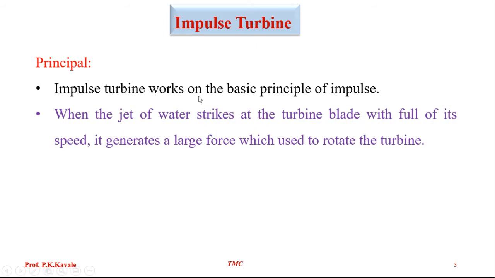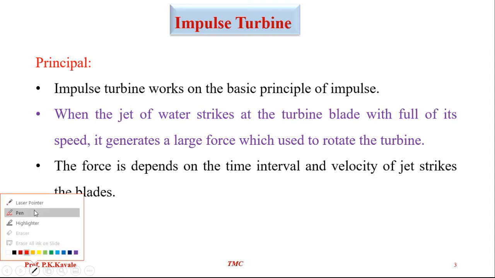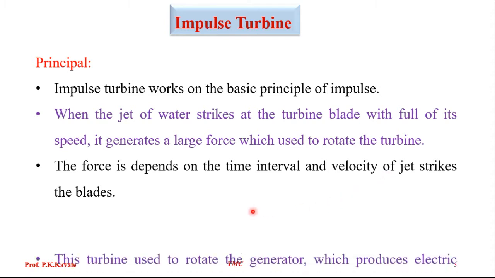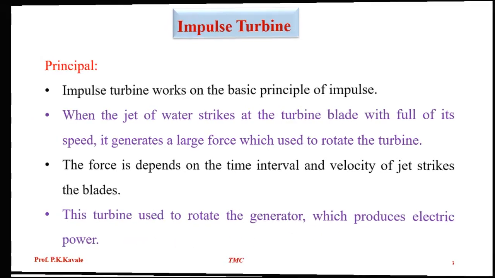When the jet of water strikes the turbine blade with its full speed, it generates a large force which is used to rotate the turbine. The force depends on the time interval and velocity of the jet striking the blade. This turbine is used to rotate the generator which produces electric power.